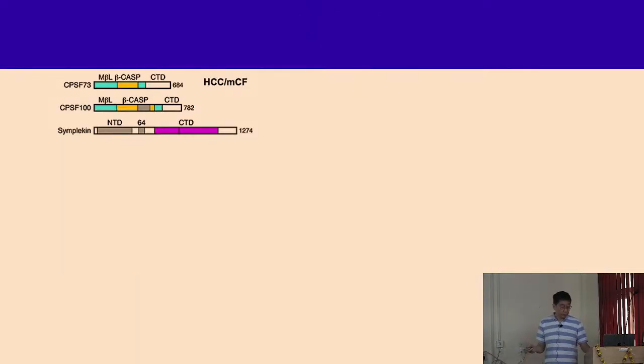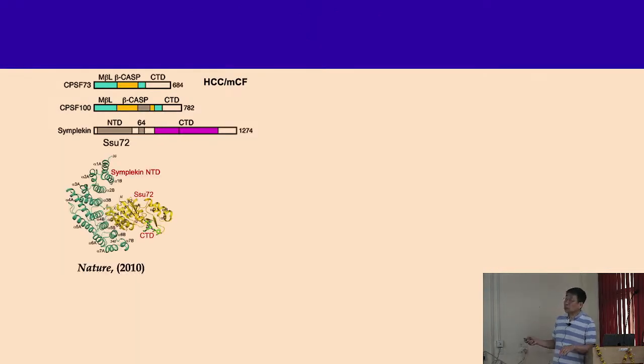So that's what we did. And for the first sample we used for HCC, we chopped out the N-terminal domain of symplekin. Because as I showed you at the very beginning, this domain forms a complex with SU72. So we thought we understood what this domain does. We don't really need it. It interacts with SU72, probably is not required for the function. So we chopped it out. More importantly, if you chop this out, the remaining sample is easier to make. You can make it more pure, and everything. So that's why we did it that way.